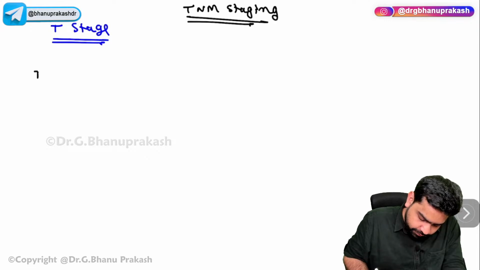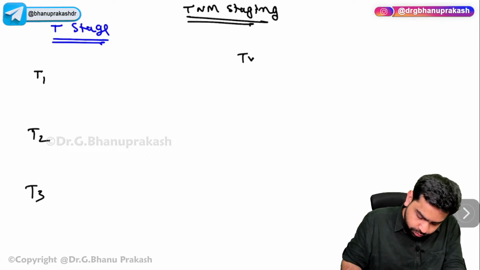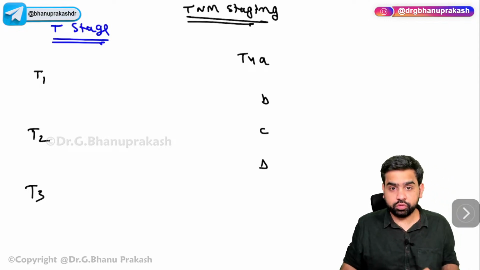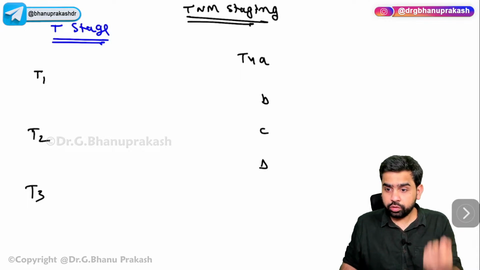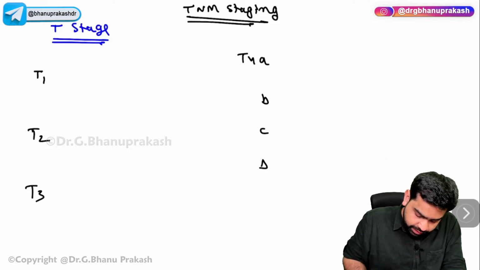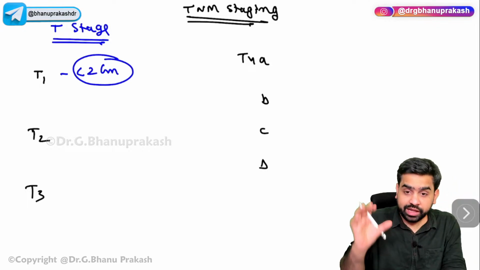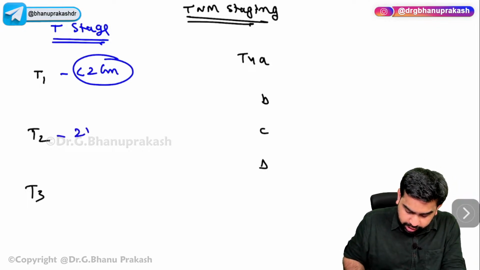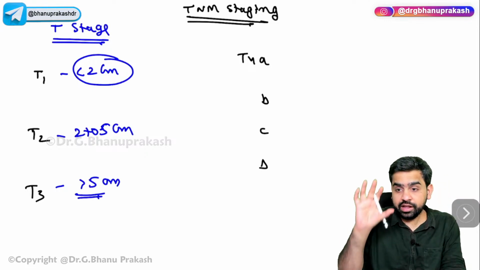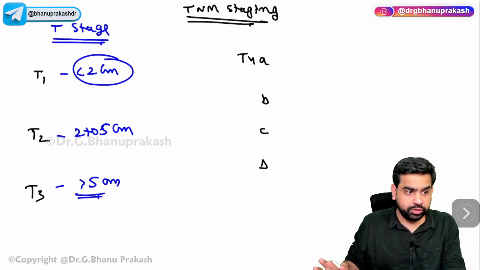We have T1, T2, T3, then T4 A, B, C and D. These are the things you have in the T stage. What is a T1? T1 is when the size of the tumor is less than 2 centimeters and the tumor is limited to the breast. In T2, the size is between 2 to 5 centimeters, and the tumor is limited to the breast. In T3, the size is more than 5 centimeters, and the tumor is again limited to the breast.